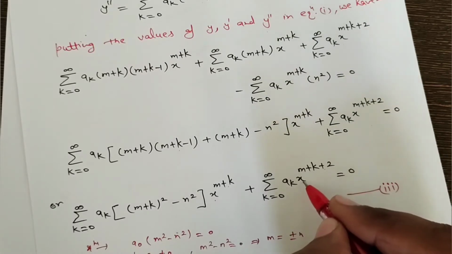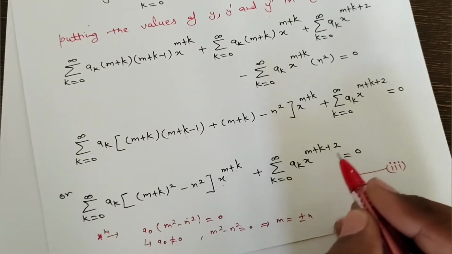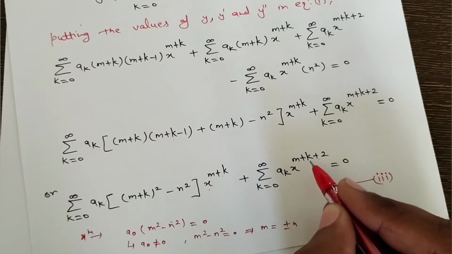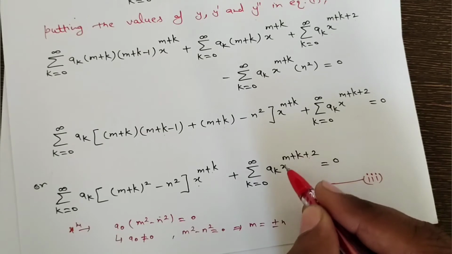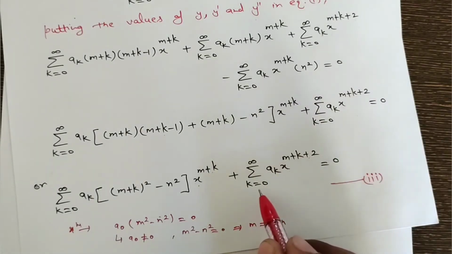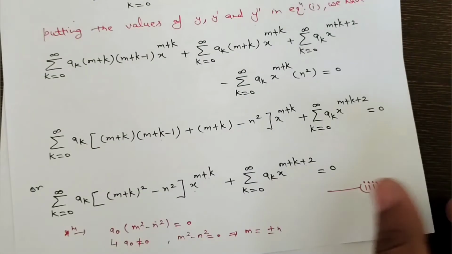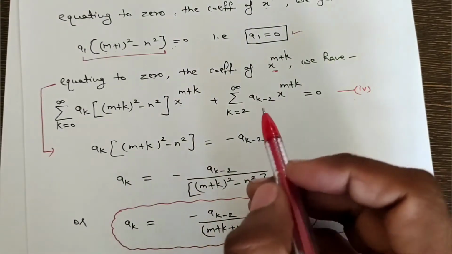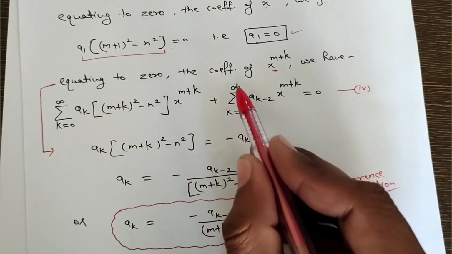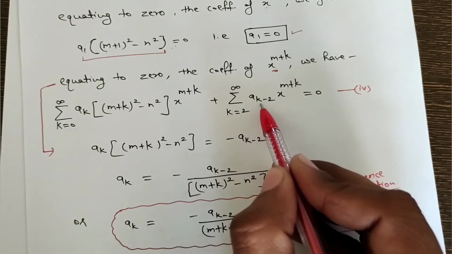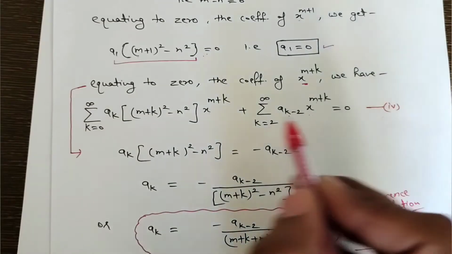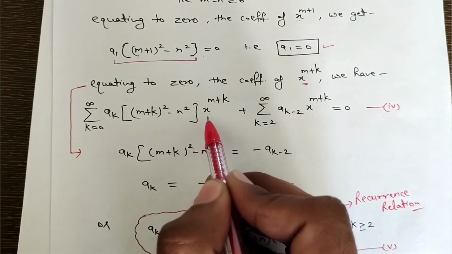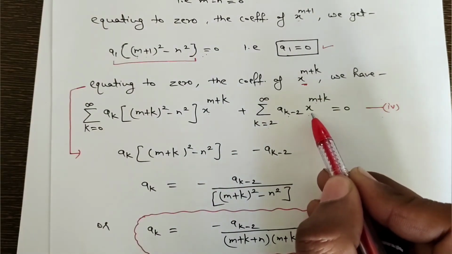So if I have to write this in terms of x raised to power m plus k, I simply have to shift k by k minus 2. If I shift k by k minus 2, then this will be x raised to power m plus k, and the summation which is starting from 0 to infinity, now it will start from k equals to 2 to infinity. So after this simplification, this term can be written as summation over k starting from 2 to infinity ak minus 2 and x raised to power m plus k. And this term is already in terms of x raised to power m plus k. Now this is also in terms of x raised to power m plus k.